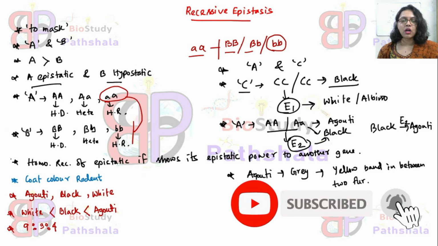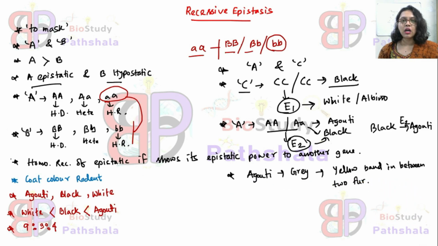So this is about the gist of recessive epistasis. Now we will see the cross which follows the recessive epistasis pattern, and how this recessive epistasis may modify the phenotypic ratio to 9:3:4. So let's see.